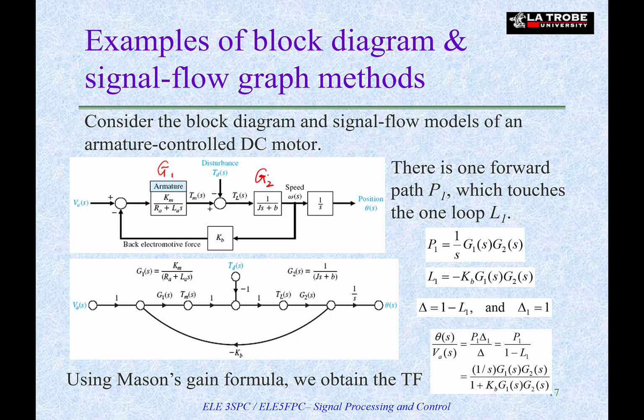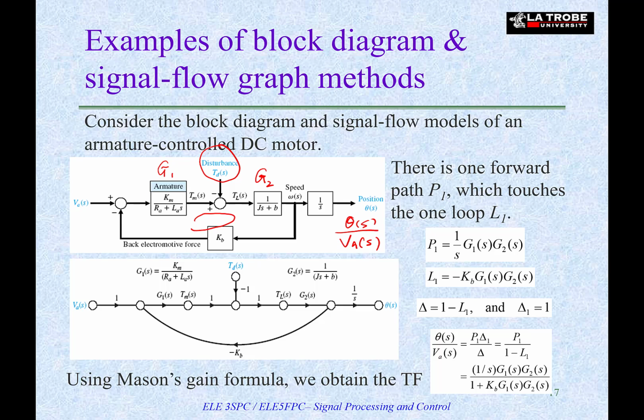From the block diagram, you can see that to obtain the transfer function theta(s) over Va(s), what we need to do is just delete this loop. So we need to remove this loop. And you may ask me, there's also this disturbance signal or disturbance input. Do we need to care about that?